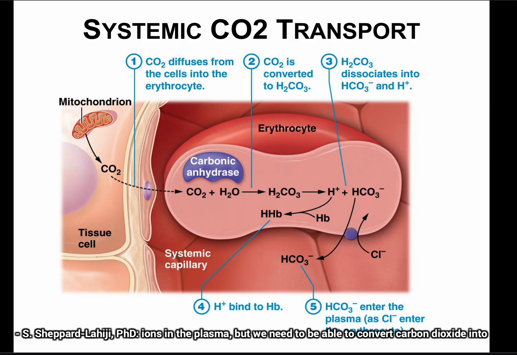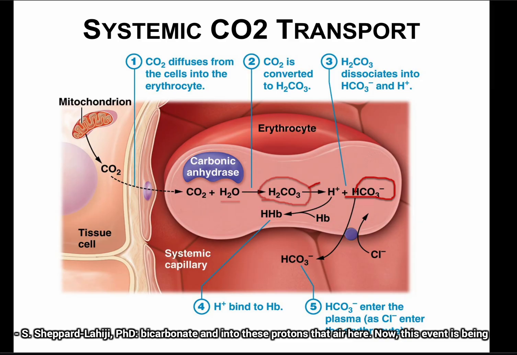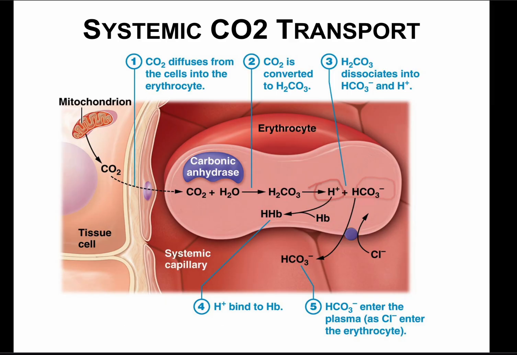But we need to be able to convert carbon dioxide into those bicarbonate ions first. So this image is showing us the process of carbon dioxide conversion. The majority of carbon dioxide is going to be hydrated. This is going to lead to the formation of carbonic acid, and carbonic acid is unstable. And so it's going to dissociate into bicarbonate and into these protons that are here. Now, this event is being shown to you, and by this event, I mean the production of bicarbonate ions within the erythrocytes, but it can also take place within the plasma.